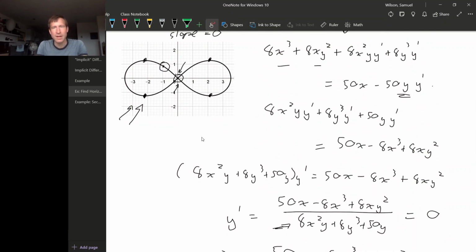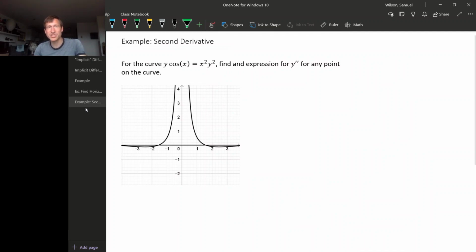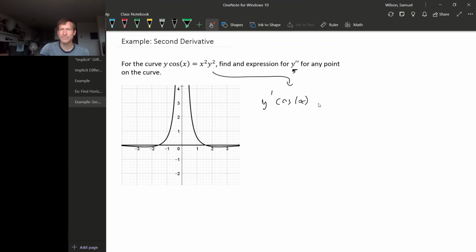For a final example of what we can do with implicit differentiation, let's take this curve and let's find an expression for its second derivative. Well, we can use implicit differentiation to find a first derivative, no problem. So take a derivative, we get y prime cosine x minus y sine x. That's using the product rule on the left-hand side. On the right-hand side, we get 2xy squared plus 2x squared y prime. That's using the product rule on the right-hand side.